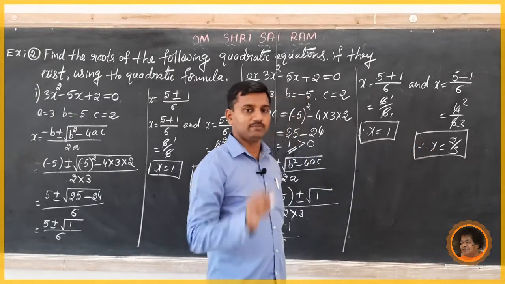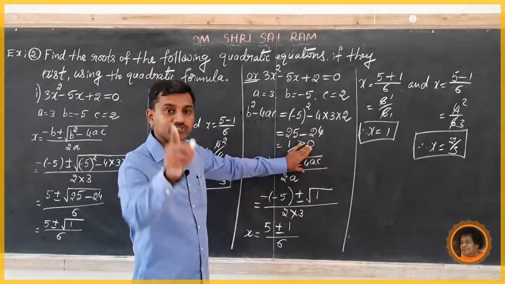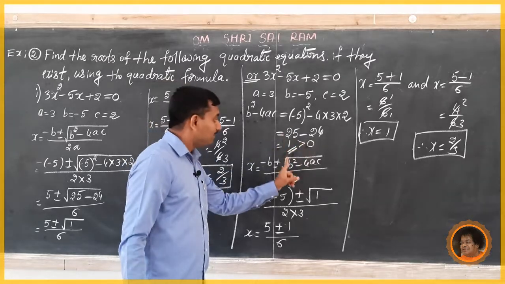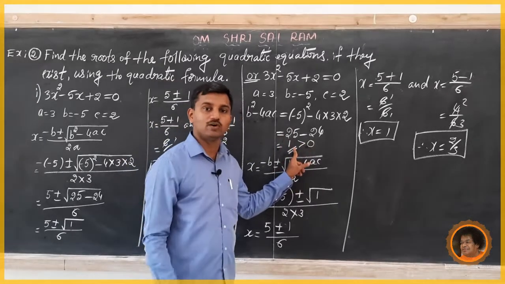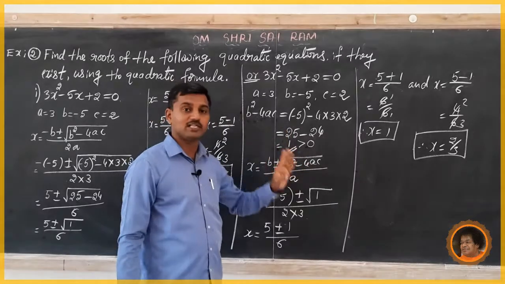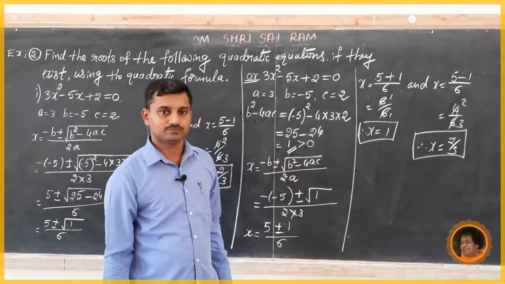Just remember once again, if the value of b square minus 4ac equals 0, it has two equal roots. Then if b square minus 4ac is greater than 0, two distinct roots. And if the value of b square minus 4ac is less than 0, no real roots.